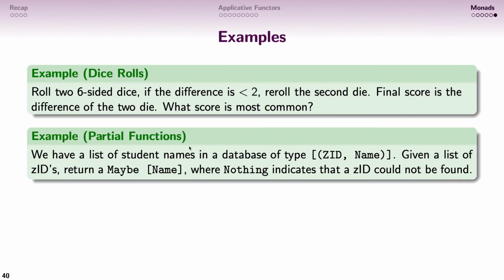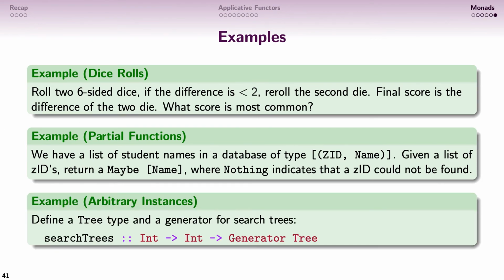The last example is a tree type. So we're going to define a QuickCheck generator here for trees.